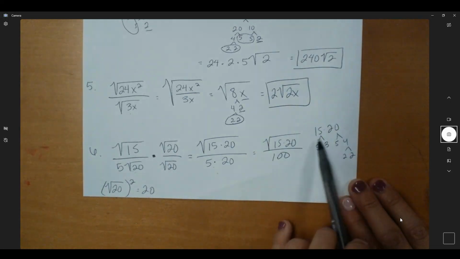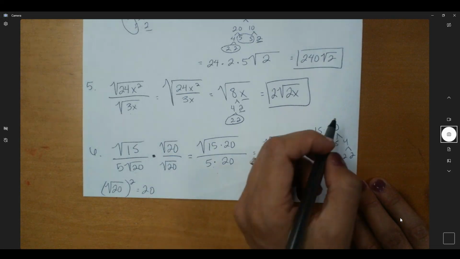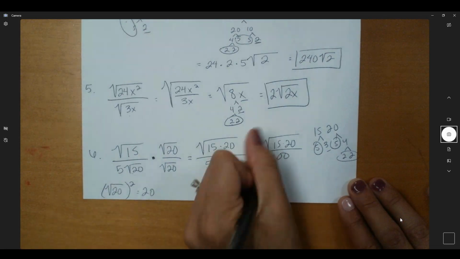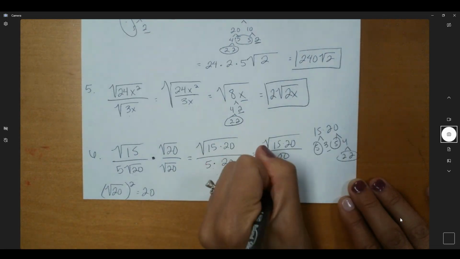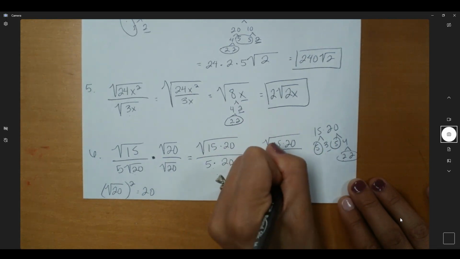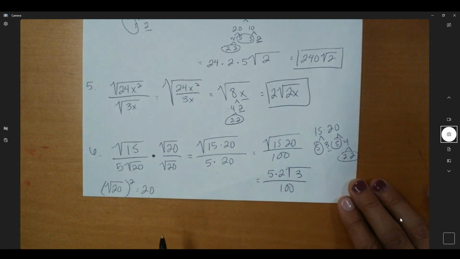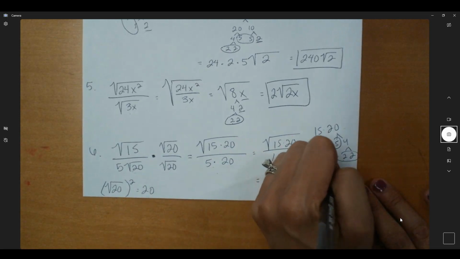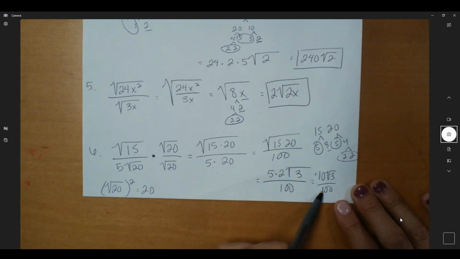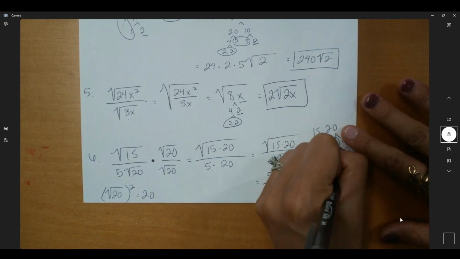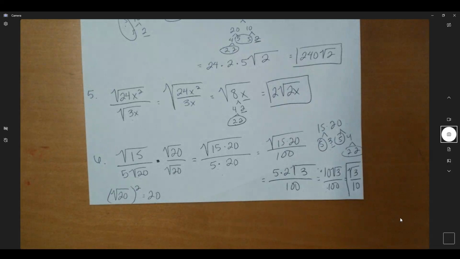So I can use this 15 times 20 to do my tree. So I'm going to have a pair of 5s, a pair of 2s, and a leftover 3. So that's going to give me on the outside 5 times 2, square root, leftover is 3, and that's over 100. So 5 times 2 is 10. And if we have 10 square root 3 over 100, this reduces because 10 goes into 100. So this would be the square root of 3 over 10. All right. Go over those again if you need to. Write down your notes, and we'll do some more complicated ones in class.